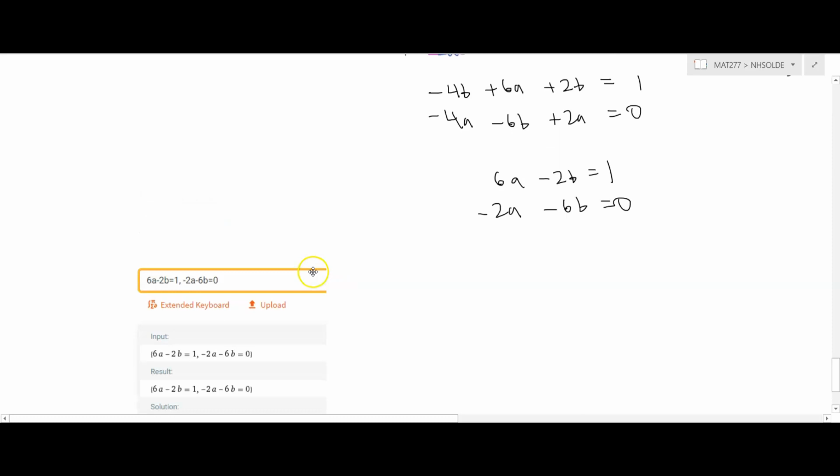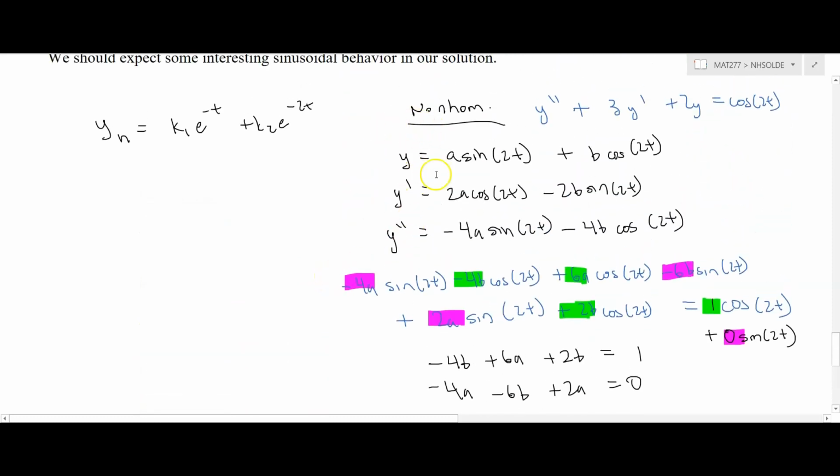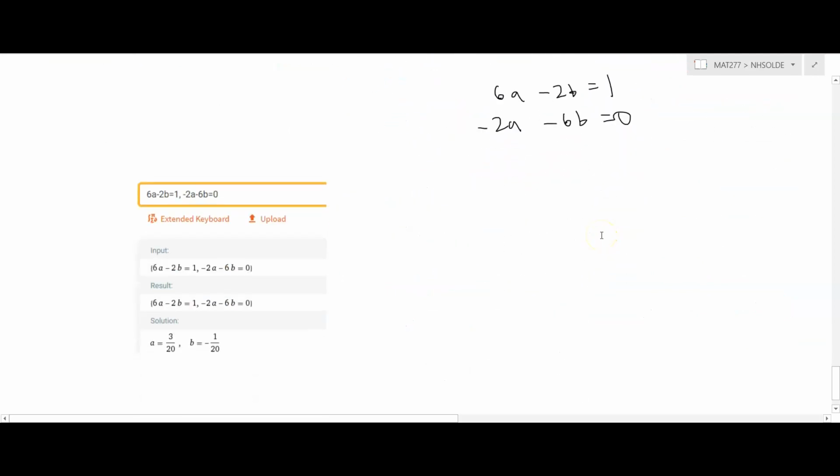So let's think about what we just found. We just found the coefficients for our non-homogeneous solution. So we have y particular equals A, which is 3/20 sine of 2t, plus B, which is -1/2 cosine of 2t. Now that's our y particular.